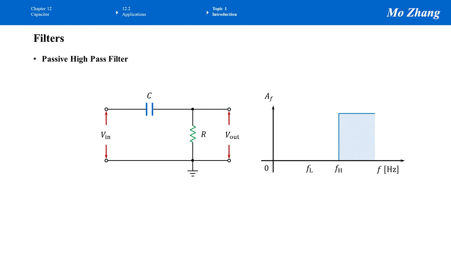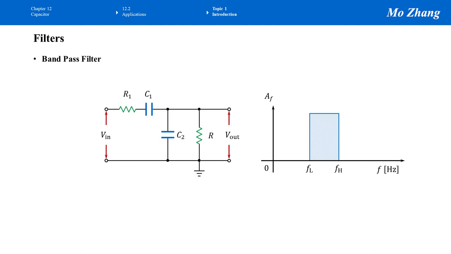If we rearrange this circuit, or use the same circuit but take the output from the resistor, this is a high-pass filter. For this kind of filter, it lets signals with high frequency go through. If the signal has a frequency lower than the set frequency, FH, it will be removed. Again, that frequency FH is determined by the values of the resistor and the capacitor.